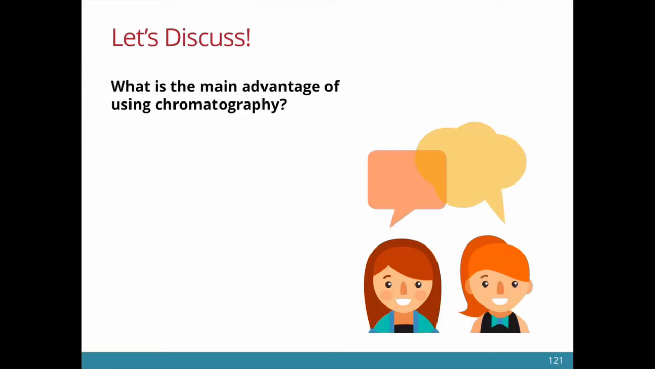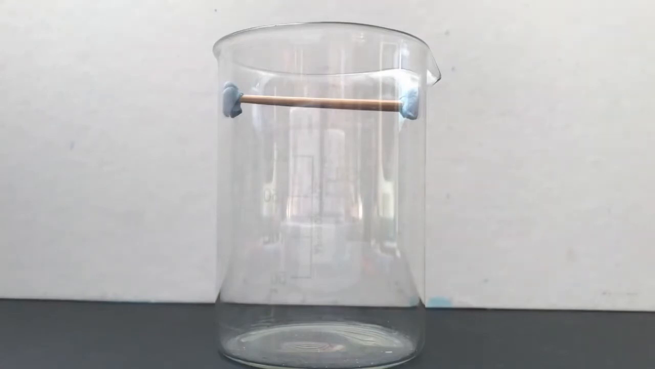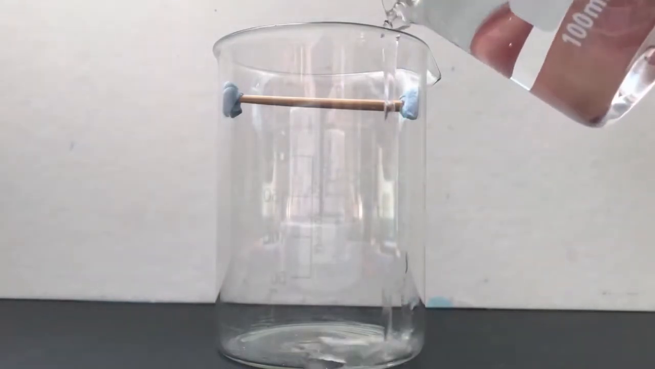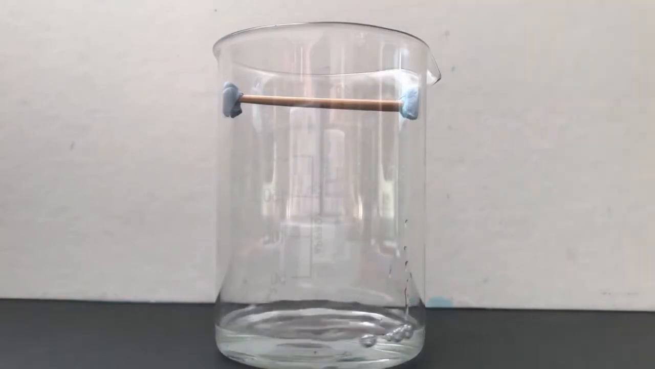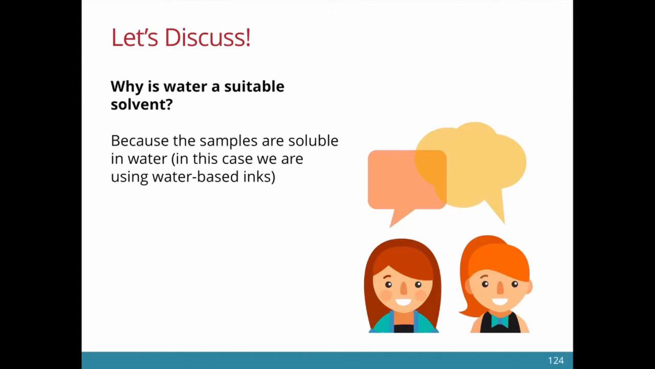The prime advantage of chromatography over other separation techniques is that only a small sample is required. Chromatography can be used to separate small amounts of substance from a mixture based on the different solubilities of the components. To begin, we first add a small amount of a suitable solvent, which is water in our case, in the beaker. The choice of solvent depends upon the type of sample we use in the experiment. In this experiment, we use water-based inks that are soluble in water. Hence, water is a suitable solvent in this experiment.